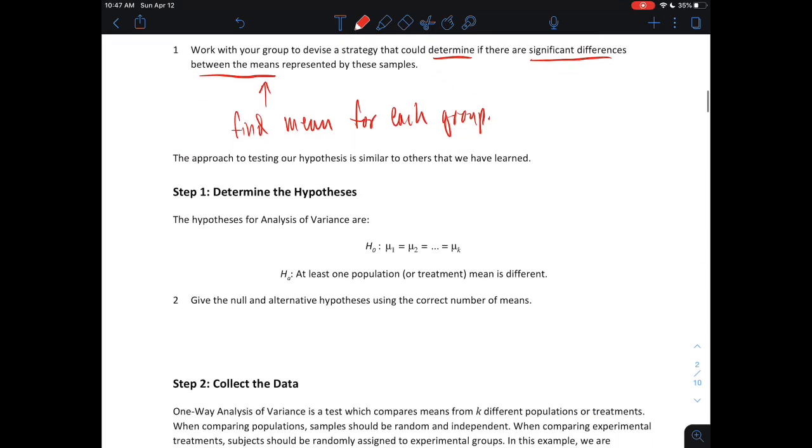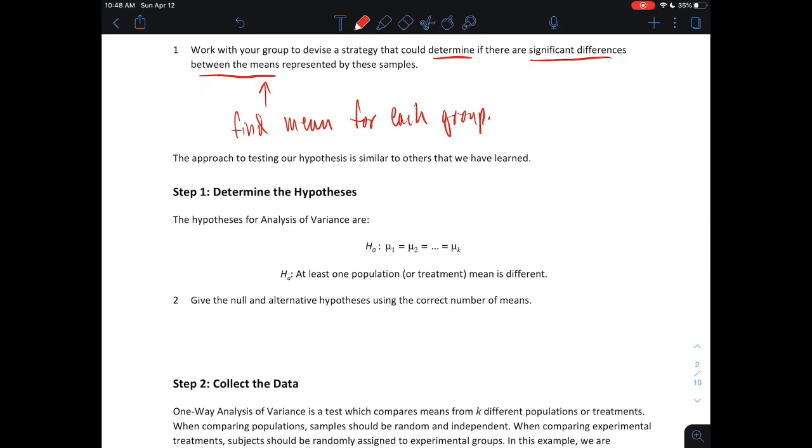So for us, since we're conducting a hypothesis test, we go back to our 4 steps. Step 1 is determine the hypotheses. The hypotheses for analysis of variance are the null hypothesis H0 says mu1 equal mu2 equal ... equal mu k, which really means the mean value for each group is the same. That's what that null hypothesis says. The alternative hypothesis HA says at least one population or treatment mean is different.